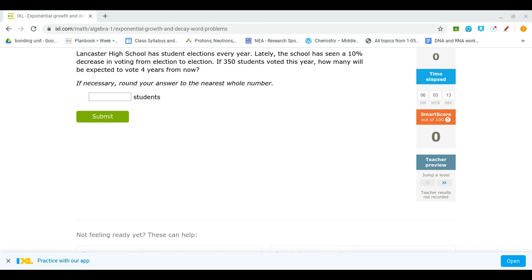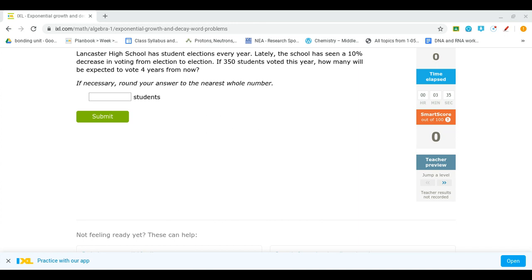Lancaster High School has student elections every year. Lately, the school has seen a 10% decrease in voting from election to election. If 350 students voted this year, how many will be expected to vote 4 years from now? If necessary, round your answer to the nearest whole number.